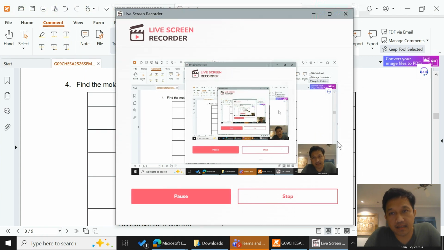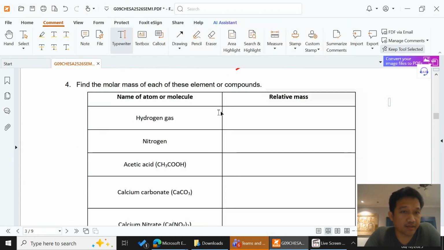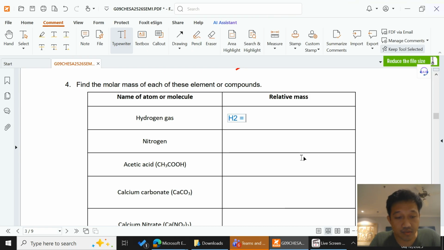Okay, let's continue here. Question number 4 now: find the molar mass of each of these elements or compounds. Let's remember. Hydrogen gas is H2. This means H is 1, but there are 2 H, so 1 plus 1 is equal to 2.